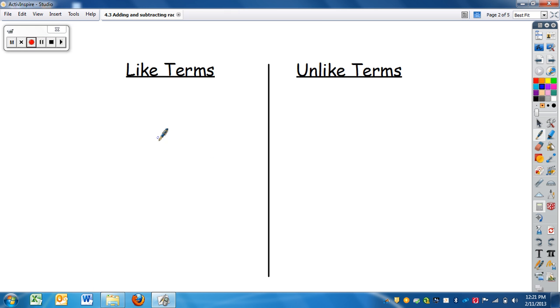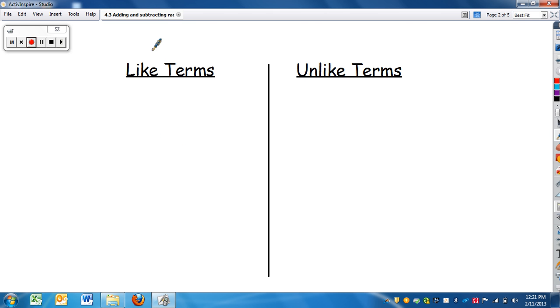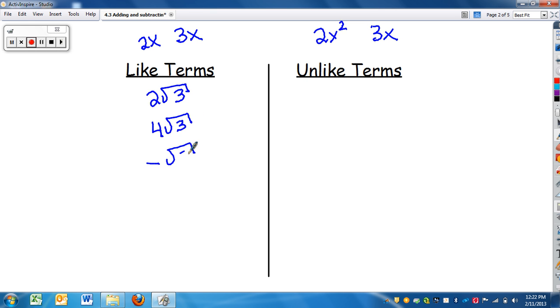So to add and subtract radicals, you have like terms and unlike terms. Usually you hear like terms and unlike terms with x's. So 2x and 3x are like. However, 2x squared and 3x are unlike because they don't have the same amount of x's. Well, the same is true of radicals. If I have 2 square root of 3, that's like 4 square root of 3 or negative root 3. These are all alike because they have the same root.